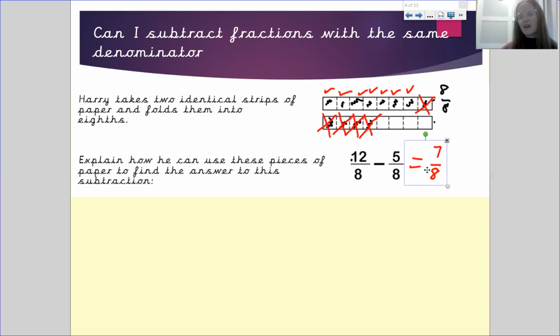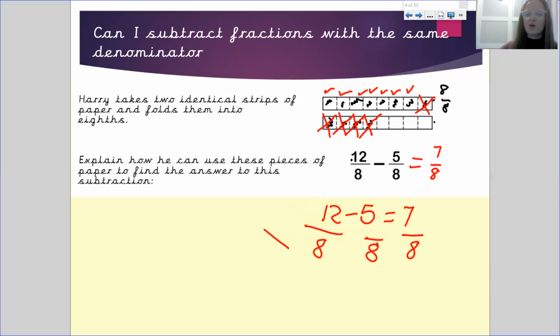So actually, that question could have just said to me, what's 12 minus 5? And I know that 12 minus 5 will give me 7. But obviously, it is still part of our 8s. That doesn't change. I'm not taking away any of my denominators. Those stay the same. The number that's changing is our numerator at the top. And it is getting smaller because we're taking away. So we've got 12/8 minus 5/8 will give me 7/8.